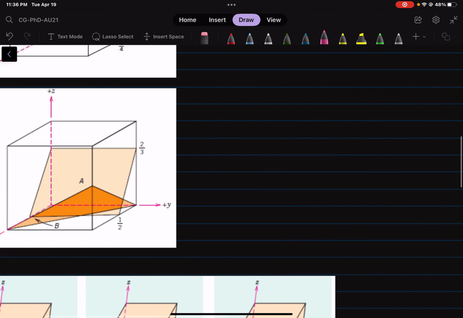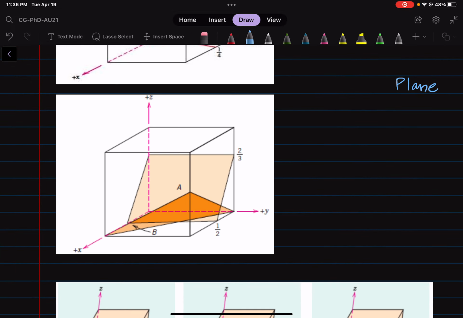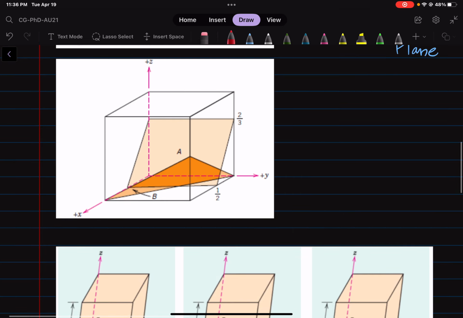Let's look at some plane notations now. Plane. So for example, in this figure, let's pick up the plane B. I'm gonna draw this plane B out, or highlight it at least a little bit.